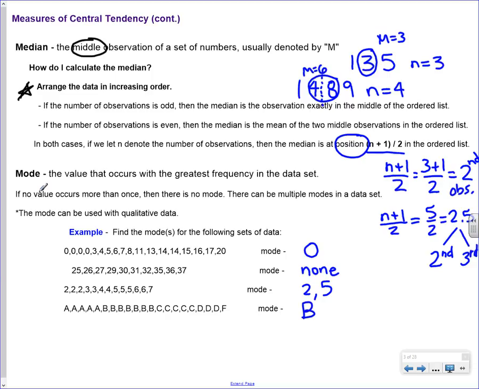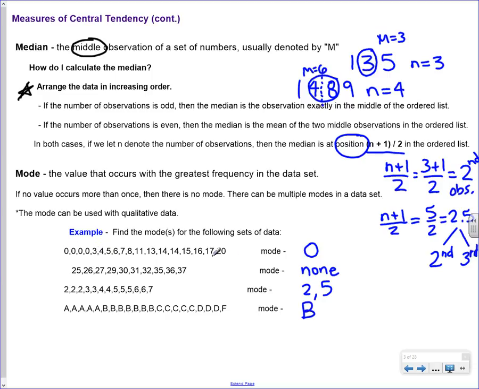Now it's possible that your data has no mode. Okay, there could be none of them that are repeated the most, or you could have several things that are repeated the most. Okay, and so you could have multiple modes. So let's look at these examples. Find the modes for the following data sets.